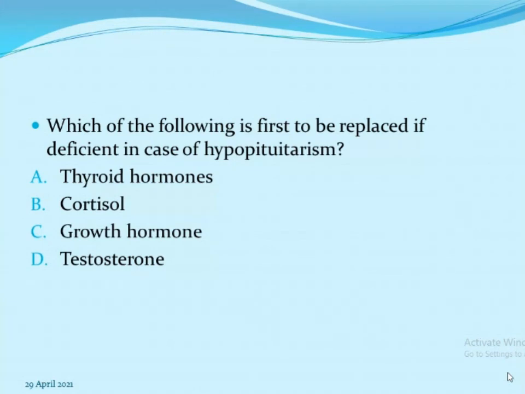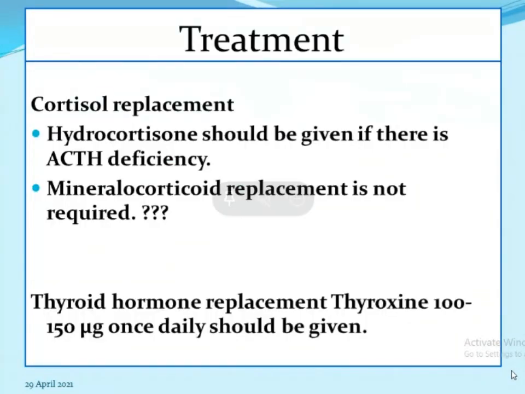Which of the following is first to be replaced if deficient in case of hypopituitarism؟ معناها وصلنا للتريتمنت، فشنو البيست تريتمنت الفيرست to be replaced؟ A thyroid hormones، B cortisol، C growth hormone، D testosterone. عندك male patient عنده hypopituitarism وعندك deficiency these hormones. So treatment, cortisol replacement by hydrocortisone therapy should be given if there is ACTH deficiency. Here mineralocorticoid replacement is not required.